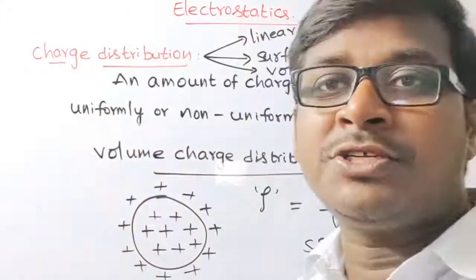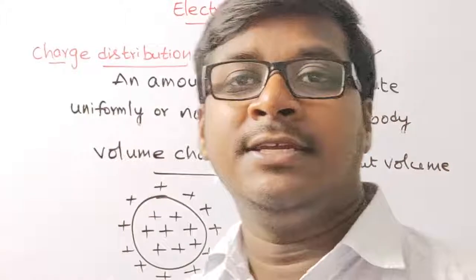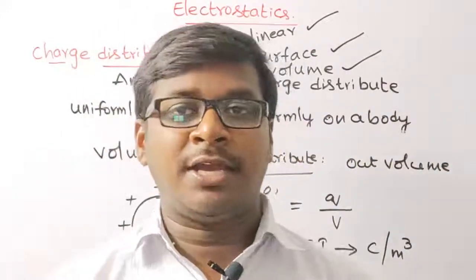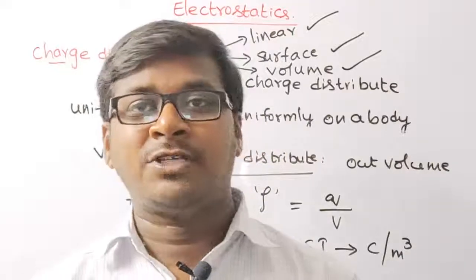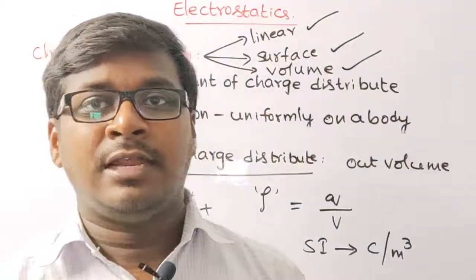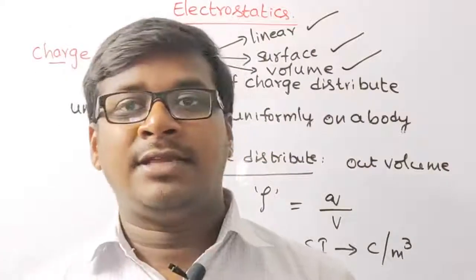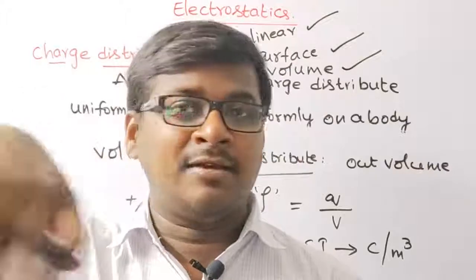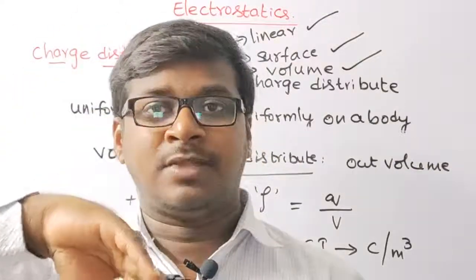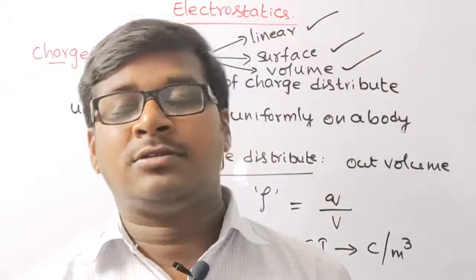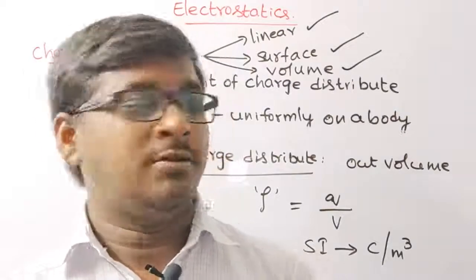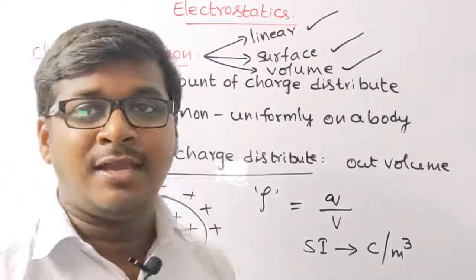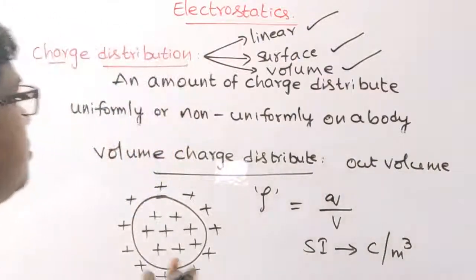In charge distribution, the amount of charge is distributed uniformly or non-uniformly, and it can be classified into three types. First one is linear charge distribution. Linear means only a straight line. Next is surface charge distribution, that is two-dimensional. The third one is volume charge distribution, which means three-dimensional, three axes, x, y and z. This is the charge distribution.